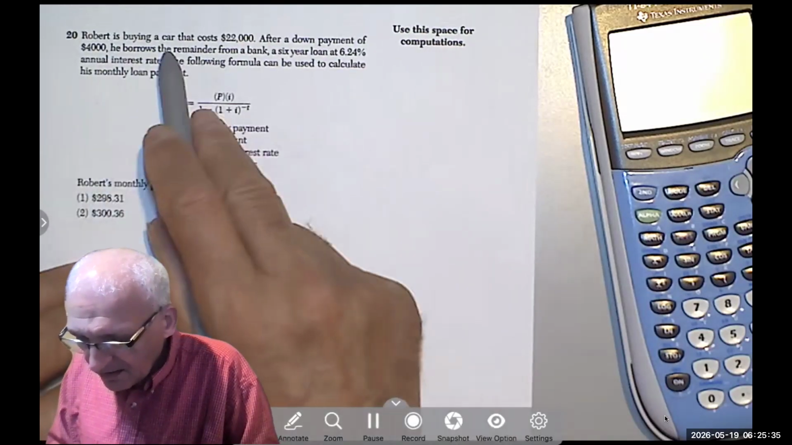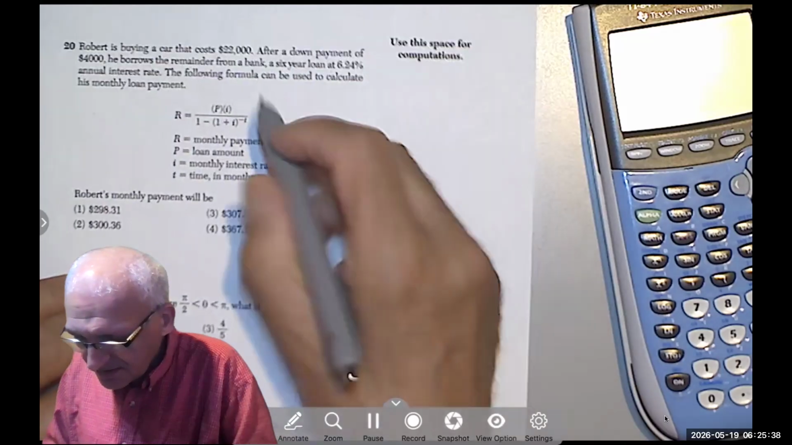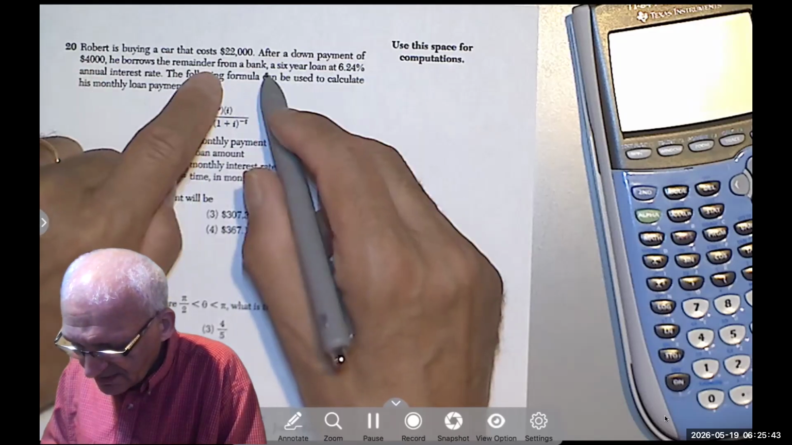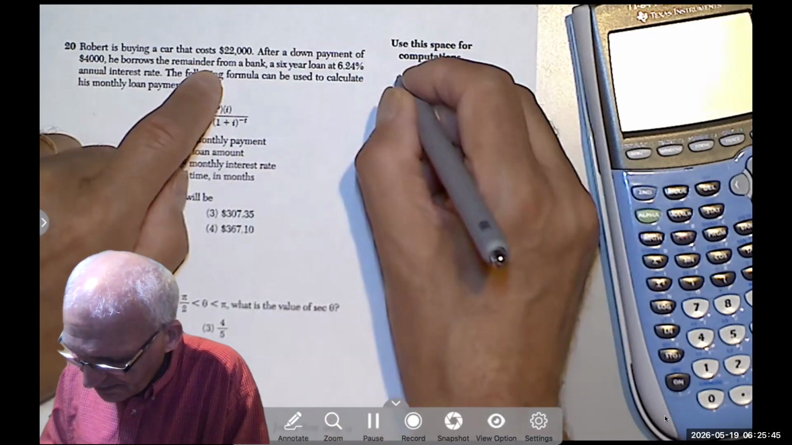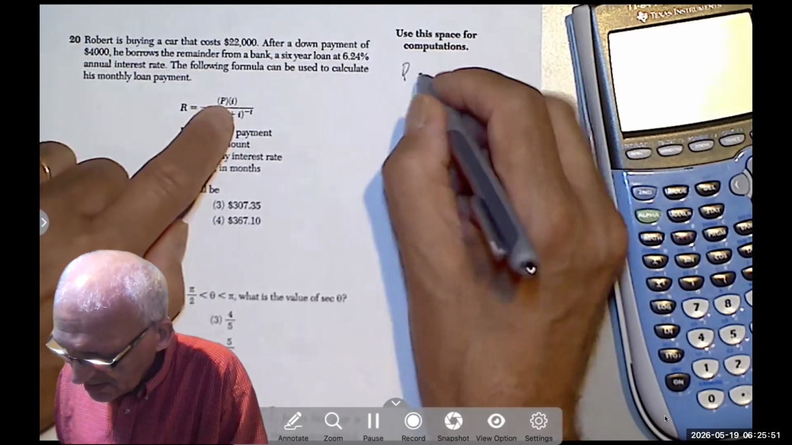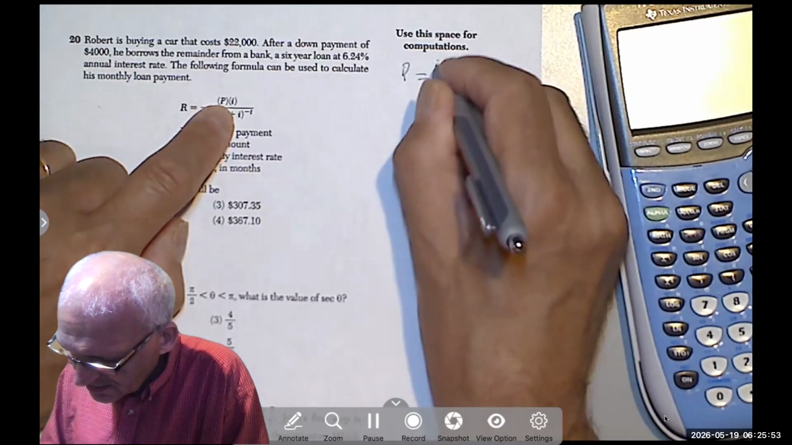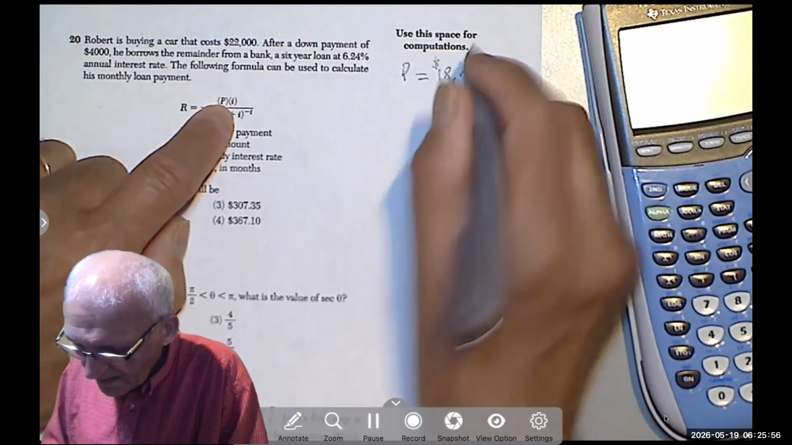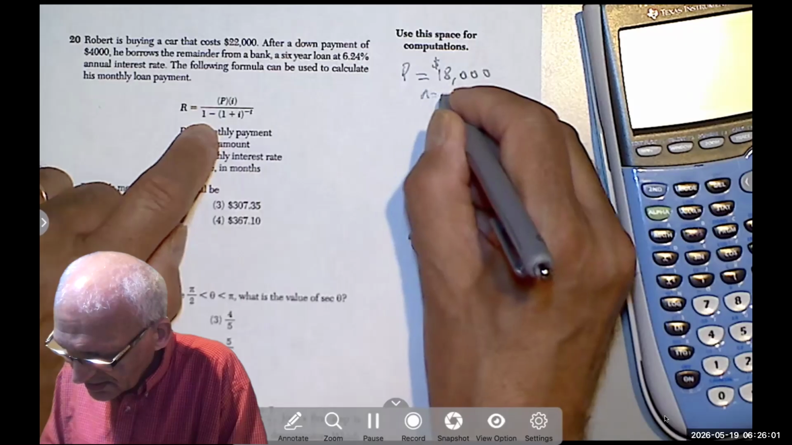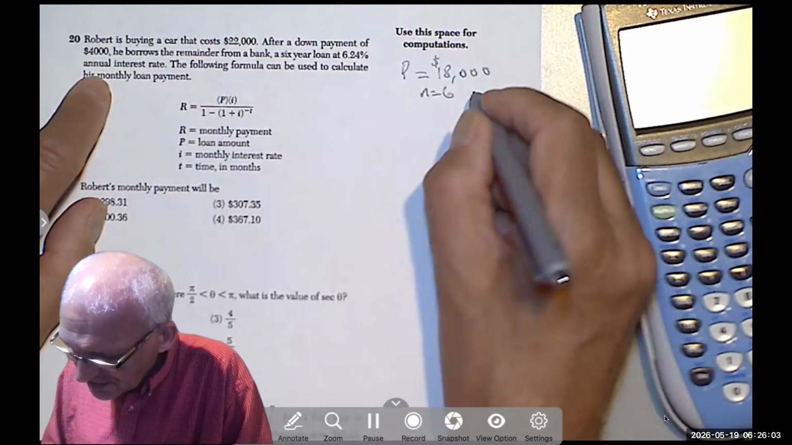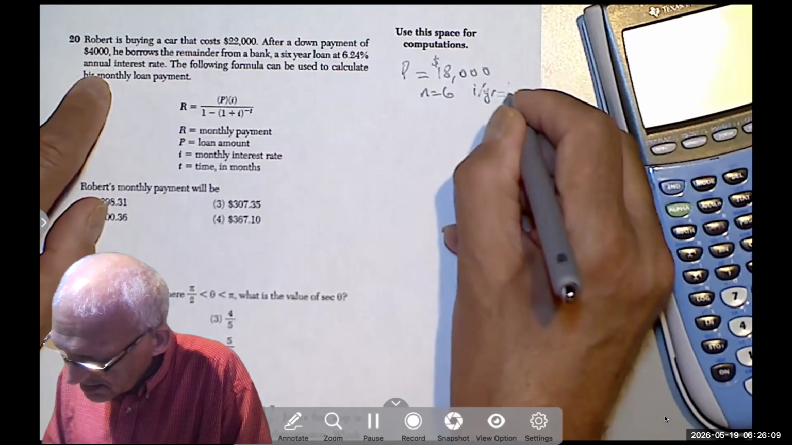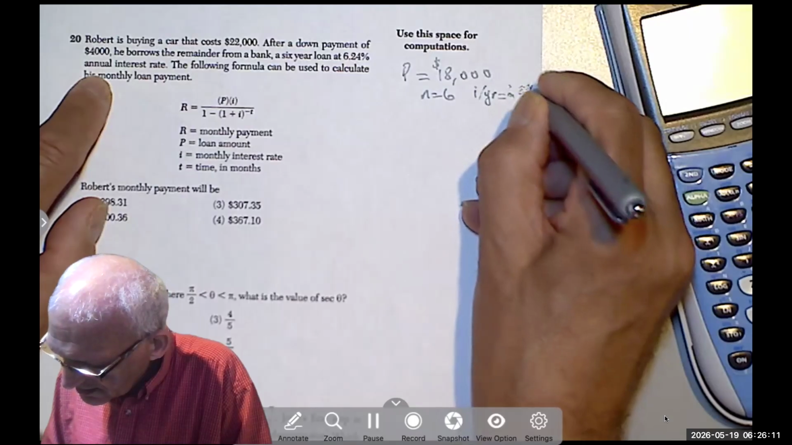Robert is buying a car that costs $22,000. After a down payment of 4, he borrows the remainder. So P here is $18,000, right? 6 years, so N equals 6. The interest I per year is 6.24%.